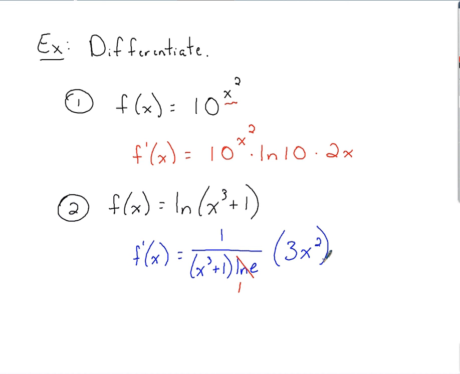Other way to write it, and either is acceptable. The other way to write it, you set up a great big fraction. Got the same denominator as before, the x cubed plus 1. Got natural log of e canceling out to 1. Or just leave it as natural log of e. That's fine too. But then on top would go the derivative of that part that follows a logarithm. So on top is that 3x squared. Either way is acceptable.